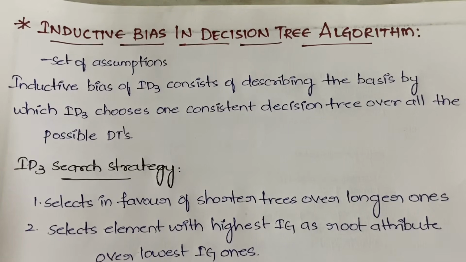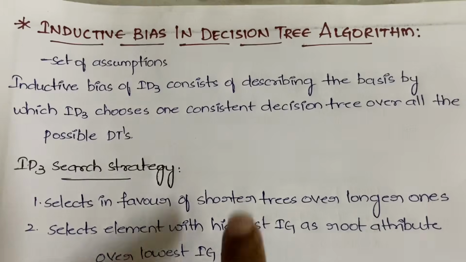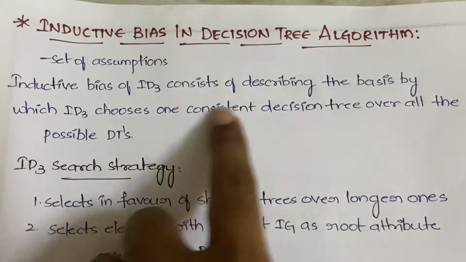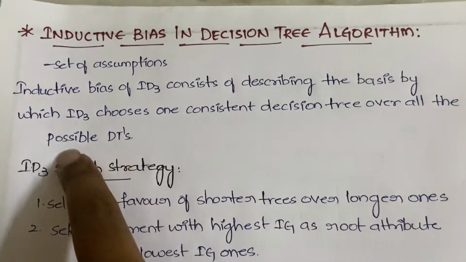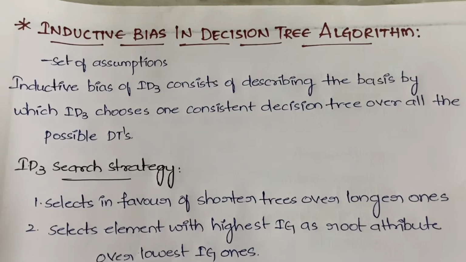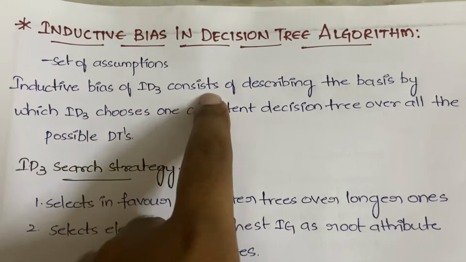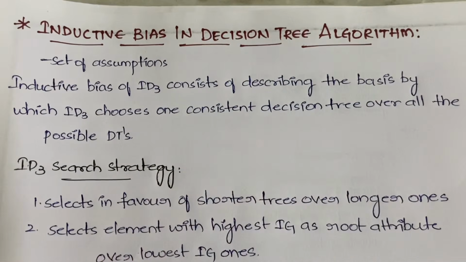So let's start now. How is the inductive bias of the ID3 algorithm defined? It consists of describing the basis by which ID3 will choose one consistent decision tree over all the possible decision trees. ID3 is nothing but the decision tree algorithm, right? So the inductive bias of ID3 describes the basis, that means based on what criteria, among the whole set of decision trees, we are going to select one decision tree. That is what inductive bias will tell us.